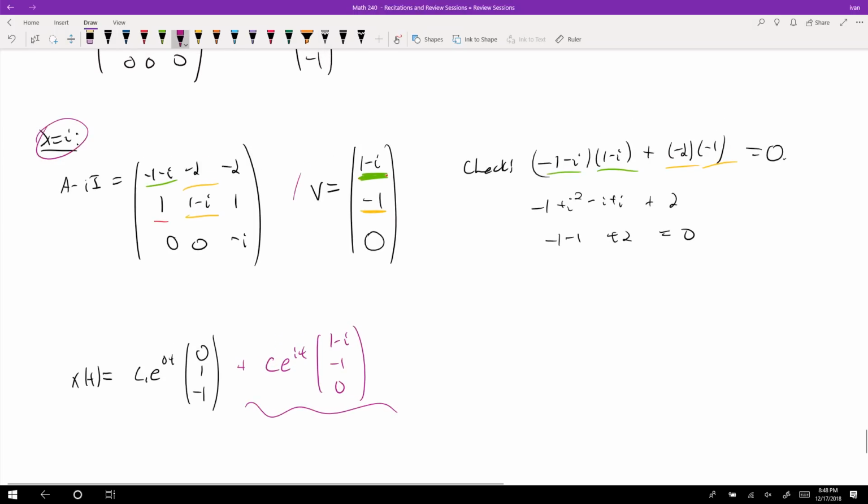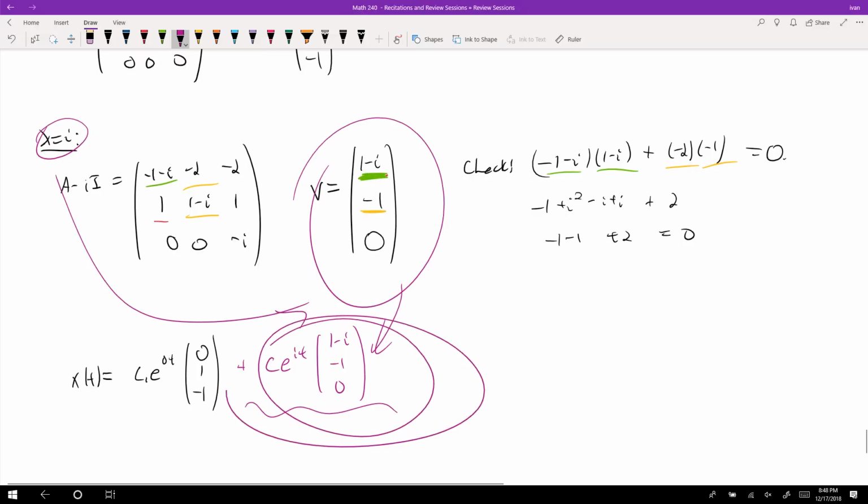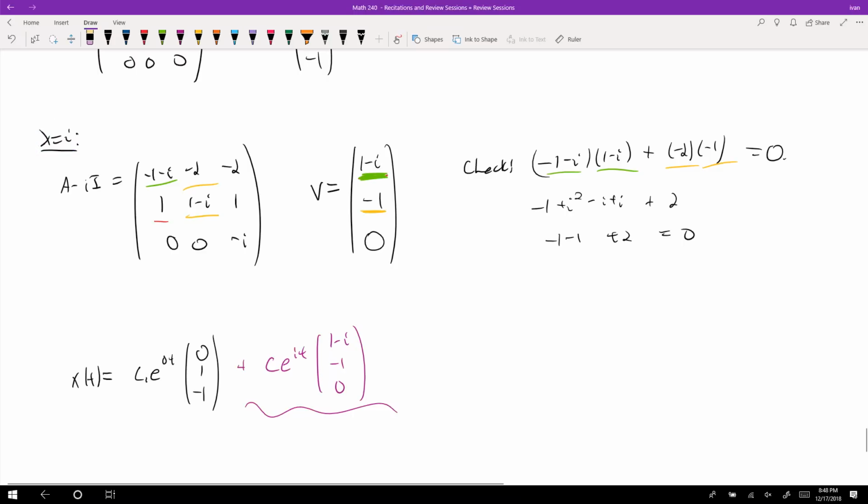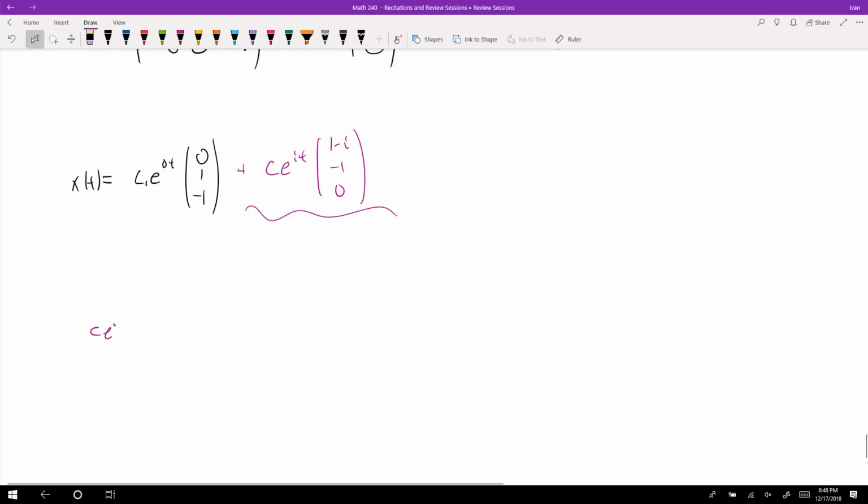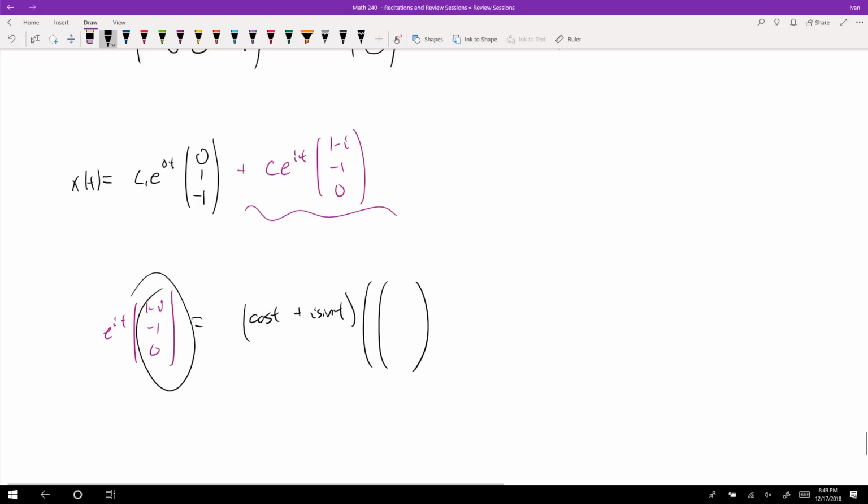So you have that lambda, and then you have this eigenvector, and you just plug them in. But this isn't technically correct. So what we need to do is the following. This guy, C e to the it times 1 minus i, negative 1, 0, that's really equal to, we can actually just drop the C for now, cosine t plus i sine t, multiplied by, and now we need to split up this eigenvector into the real and imaginary parts. So the real part is 1, negative 1, 0, and then you add i times negative 1, 0, 0. Do we remember this? Does this seem a little familiar?